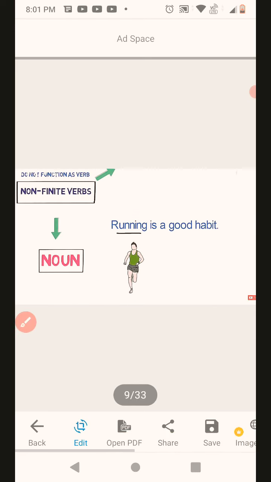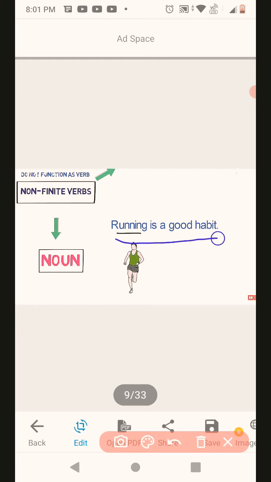Children, let's move to the second slide. Here you can see, children, "Running is a good habit." So here "running" is the subject of the verb "is." So it functions as a noun here. It does not function as a verb. So whenever a verb functions as a noun, it is a non-finite verb.